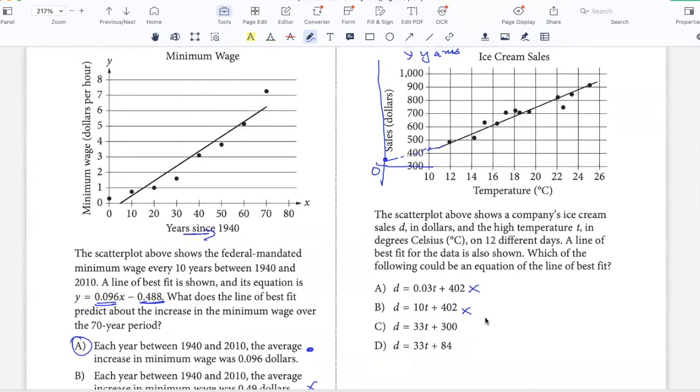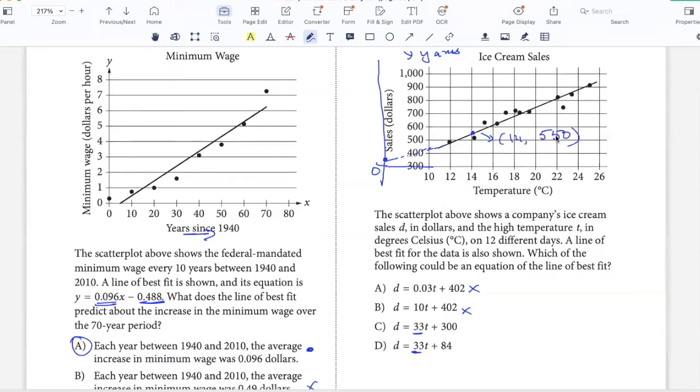Let's work with the slope because that will... Oh, actually, the slope is the same in these two options. So the slope should be 33. So then I can just work with one point. Which point should I work with? Let me work with this point, right? So this point is 14, about 550.